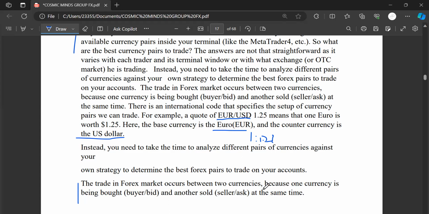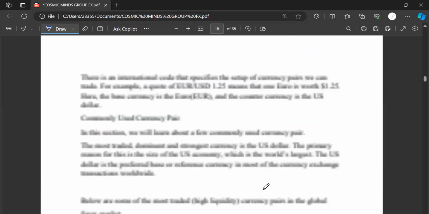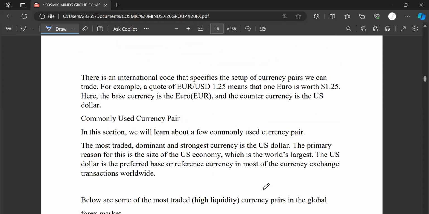Now, there is an international code that specifies the setup of currency pairs you can trade. For example, a quote like the Euro USD at 1.25 means that 1 euro is worth 1.25 US dollars. So you know. Now, let's look at the commonly used currency pairs. In this session, we learn about commonly used currency pairs.